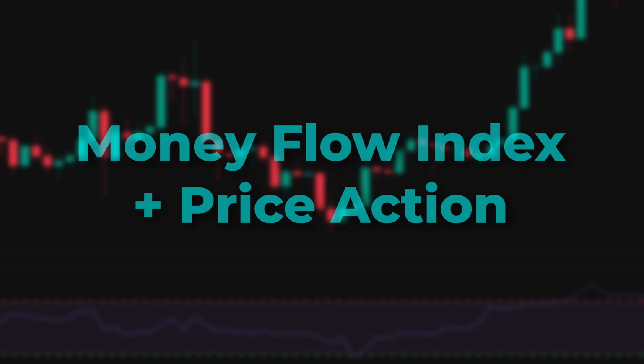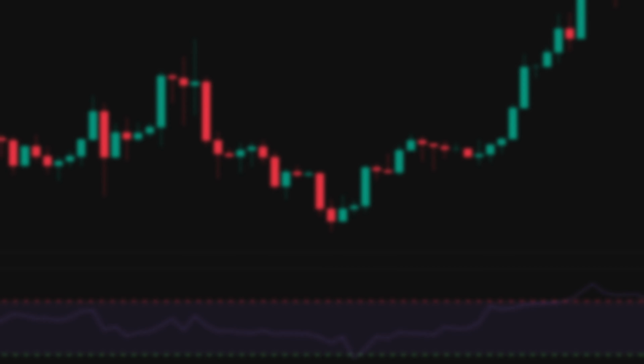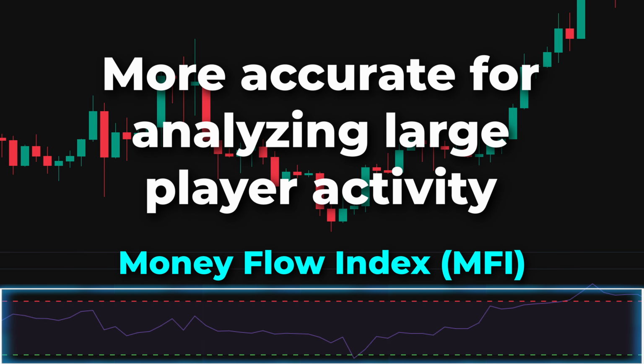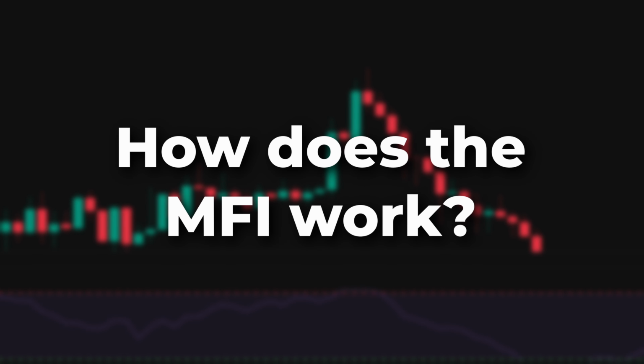Strategy number 2, Money Flow Index plus price action. The second tool is the Money Flow Index, MFI, a volume-based indicator that accounts for both price movement and trading volume. It is similar to the Relative Strength Index, RSI, but more accurate for analyzing large player activity. How does the MFI work?